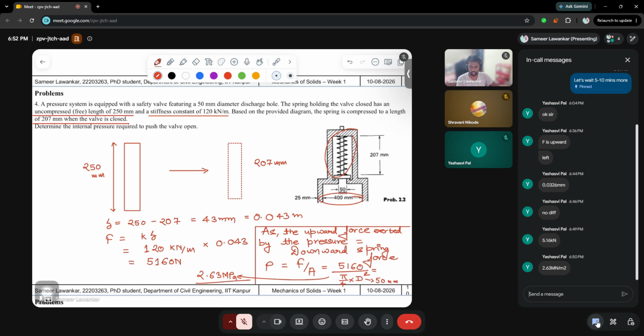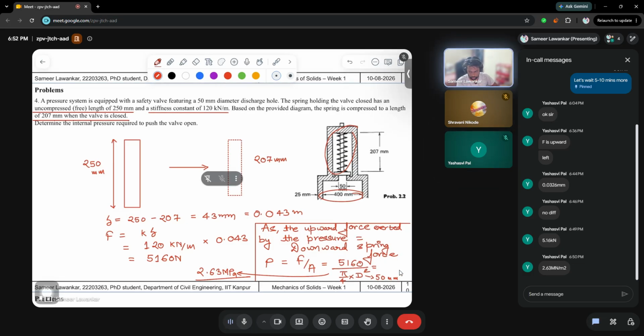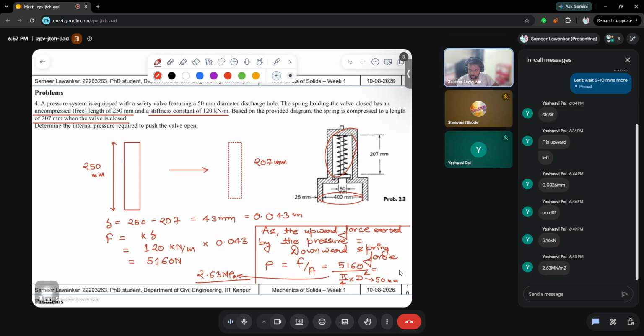Again, a simple question. We just need to use F equals K delta, and finally utilize it to calculate the pressure. So I just explained that you need to use F equals K delta, and for pressure you need to keep in mind that the value of A being utilized up here is for your internal diameter, that is 50 mm. So we have nothing to do with 400 mm, because the question asked is regarding the internal pressure, not the pressure which is being exerted outwards. So that was the main thing to be understood here. Again, a simple question, we just need to use F equals K delta and pressure P equals F by A.